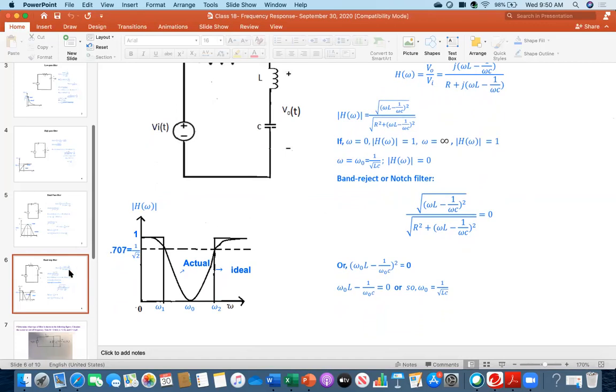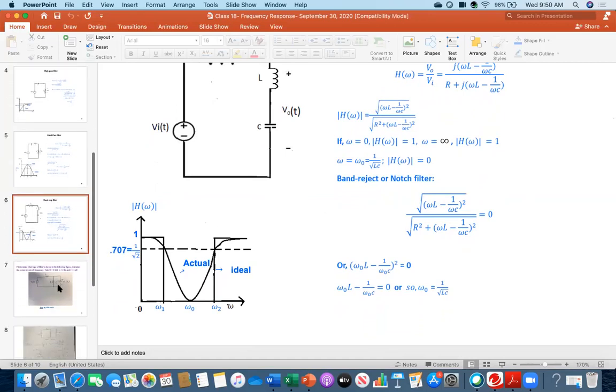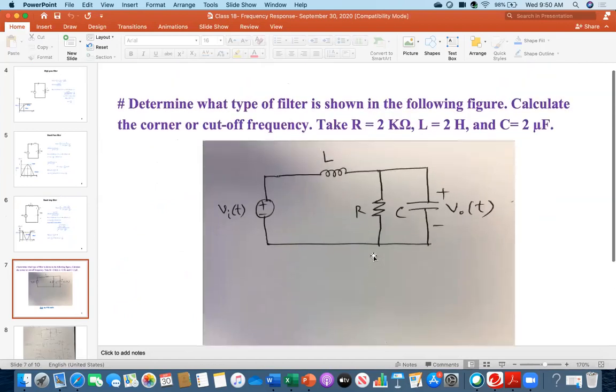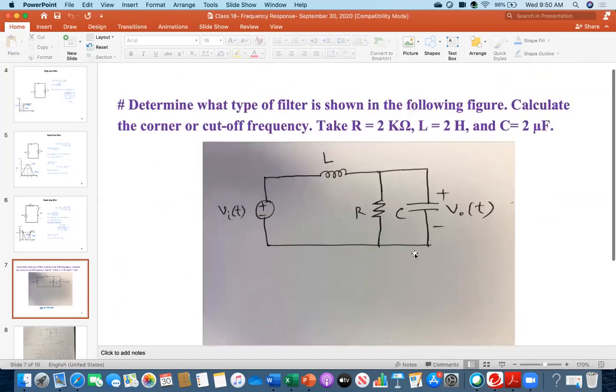After the class, we will look again, because these slides will be available. Now let's go to a specific problem. Everybody look, there is a problem. Determine what type of filter is shown in the following figure, and then calculate the corner or cutoff frequency. The cutoff frequency is sometimes called the corner frequency as well. This means the omega C value. Take R as 2 kilo ohm, L as 2 Henry, and C as 2 microfarad.